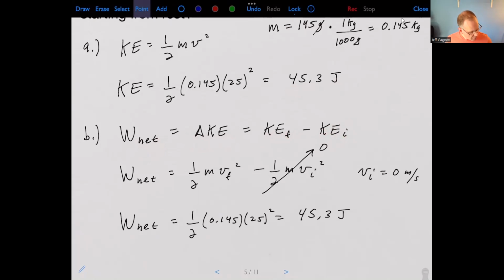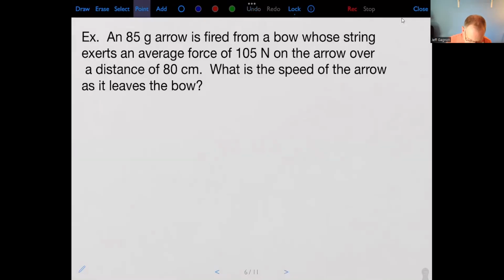Okay, another example. You're told an 85-gram arrow is fired from a bow whose string exerts an average force of 105 newtons on the arrow over a distance of 80 centimeters. What is the speed of the arrow as it leaves the bow? Again, because we know the force and the displacement, we can calculate the net work done on that arrow. I probably want to convert these, making sure everything is in SI units.